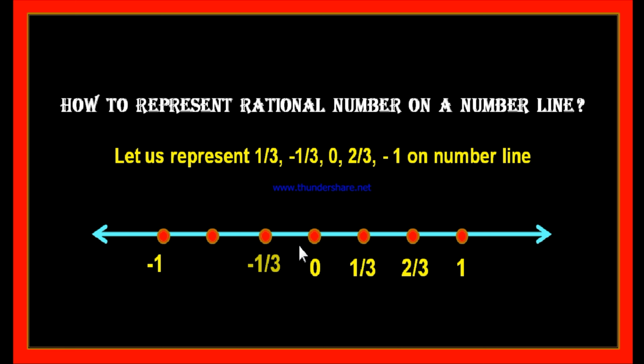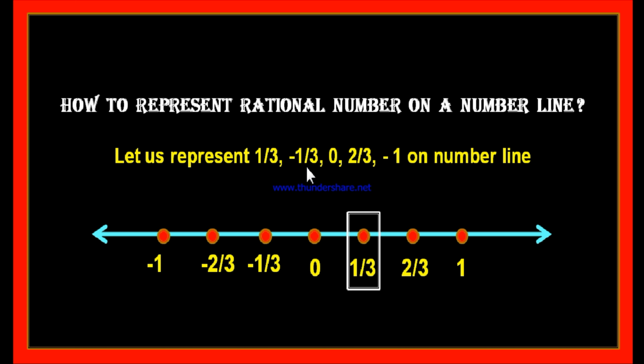And on the left hand side to 0, minus 1 by 3, and this is minus 2 by 3, and that is minus 1. Now the first point we have to locate is 1 by 3. Where is 1 by 3? Where can you find 1 by 3 on this number line? This point represents 1 by 3. Therefore, this is 1 by 3.